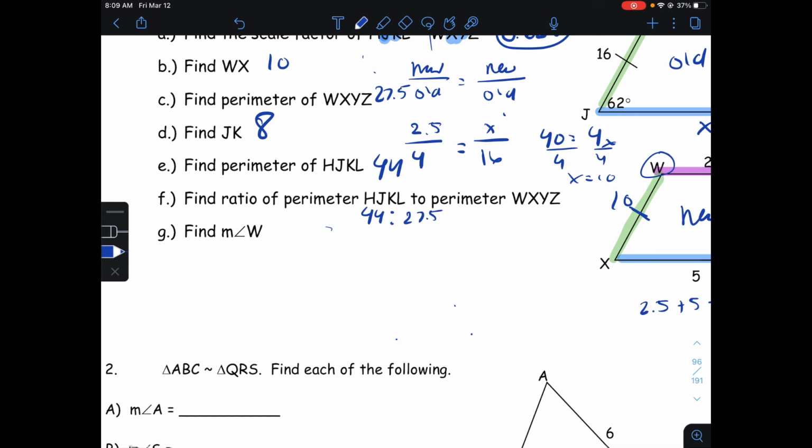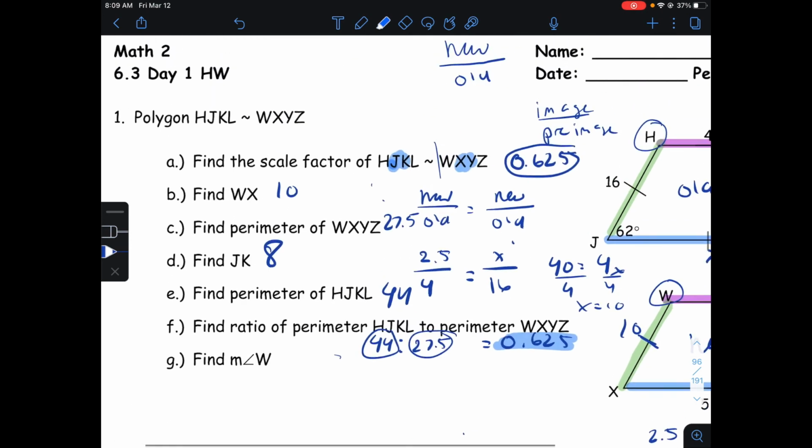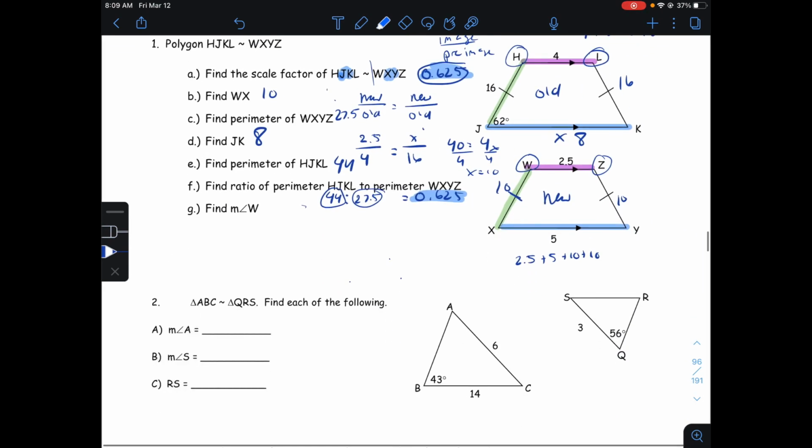All right. And if you notice, if we do the new over the old, which would be this guy divided by this guy, so 27.5 divided by 44, we get 0.625, which if you notice is in fact the scale factor that we calculated at the beginning, which makes sense logically, because the scale factor is kind of what you multiply by to get your new lengths, and the perimeter is just all those lengths added up, so it should still have the same ratio.